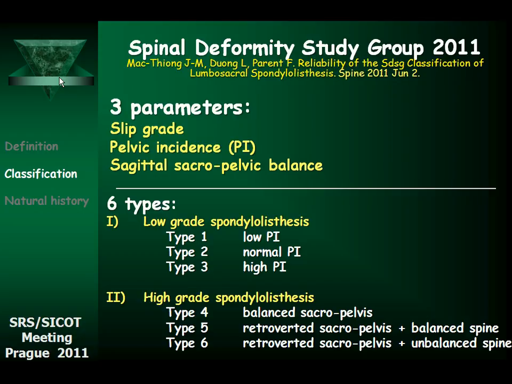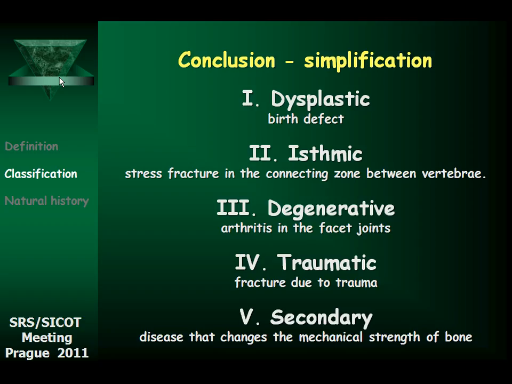And the second one, the important type, is high-grade spondylolisthesis with balanced sacropelvis, retroverted sacropelvis with balanced spine, and type 6, retroverted sacropelvis and unbalanced spine. In conclusion, we have to keep the simplification in mind.